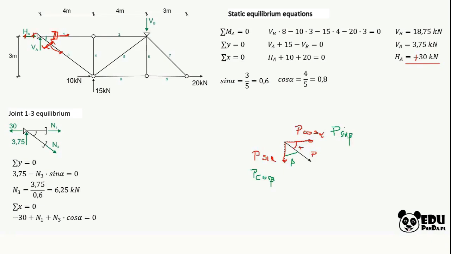And for the sum of projections on the x-axis, we have minus 30 plus N1, and the component N3 in the horizontal direction, that is, plus N3 times cosine alpha, equals 0. From this, I have N1 calculated as 25 kN. So each time, we will cut the joint. Now think about how I would cut this joint, that is, the 1, 2, 4.